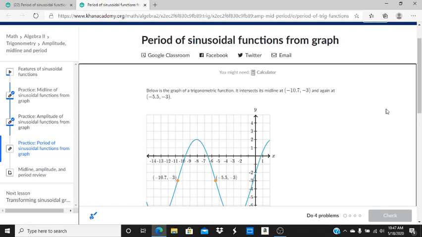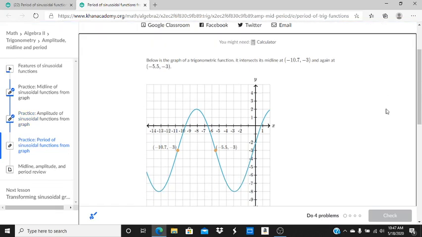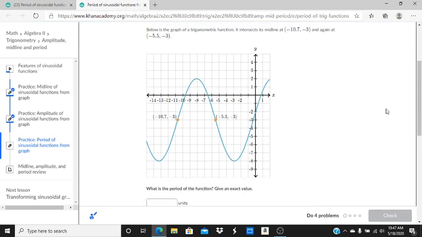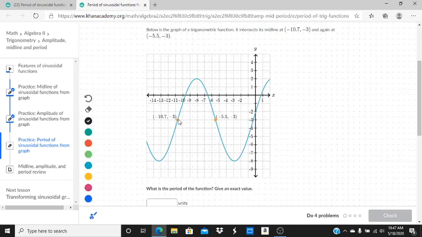Khan Academy. And we've got a trig function here, and we've got midline intersections at negative 10.7 and again at negative 5.5. And we want to find the exact value of the period. So the period really is going to be, we go up here, down here past that, and then go back up here. It's when it repeats itself.